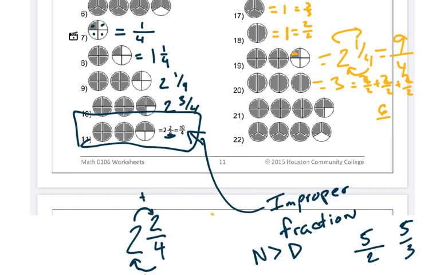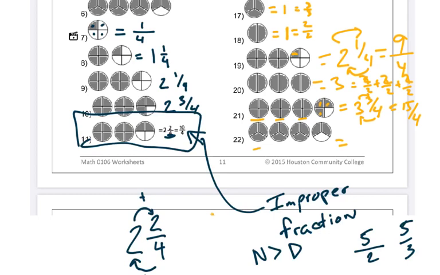I'm going to erase this because I need more space. This one here, we have 1, 2, 3. And then we have 1, 2, 3, so 3/4. So you have 3 3/4. If we convert this into an improper, this would be 4 times 3 is 12. 12 plus 3 is 15. It's 15 over 4.